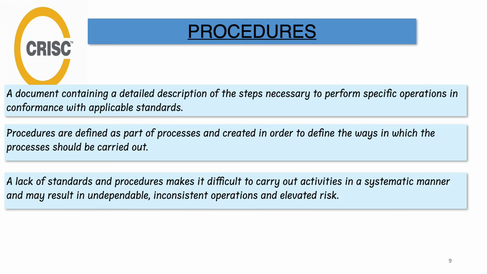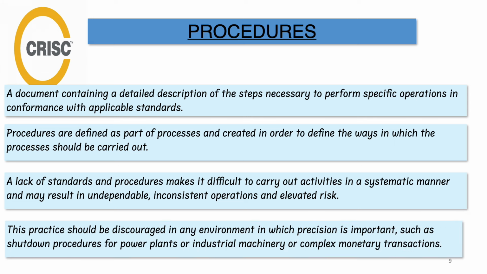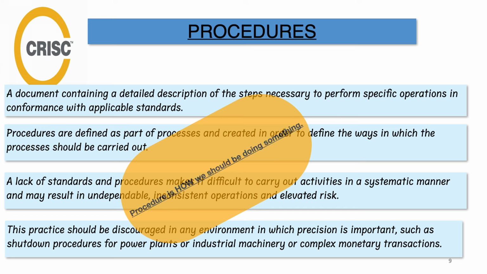Right? In this, what happens? A lack of standards and procedures makes it difficult to carry out activities in a systematic manner and may result in undependable, inconsistent operation and elevated risk. This practice should be discouraged in any environment in which precision is important, such as shutdown procedures for a power plant or industrial machinery, or complex monetary transactions. In a nutshell, if we have to say what a procedure is, we can say that the procedure is how we should be doing something. Right? Okay.